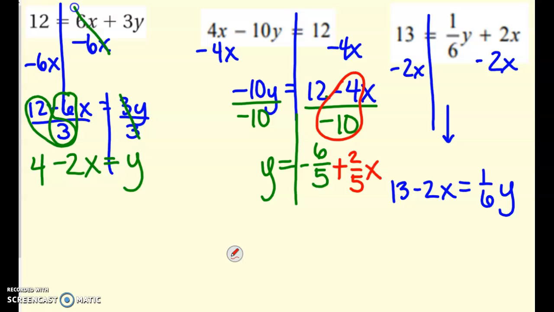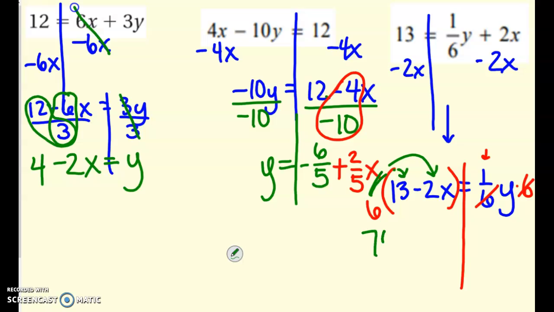And then this last one, I was kind of running out of room, so I moved it down a little bit, but I still have to get y by itself here. Remember, you can cancel out this fraction by multiplying by the denominator, right? Multiplying by 6 would cancel out that fraction. So all of this gets multiplied by 6. And that's something you'll have to distribute, right? So 6 times 13 is what? 78, I think. And 6 times negative 2x, I'll give you that.